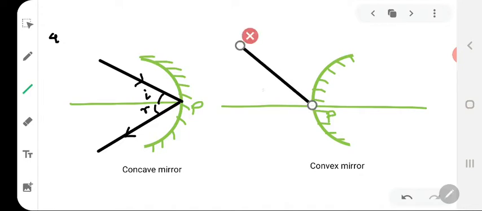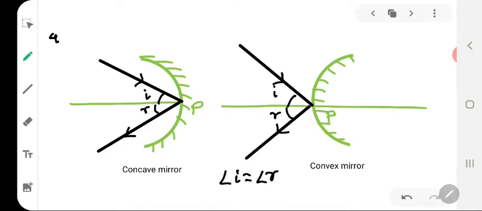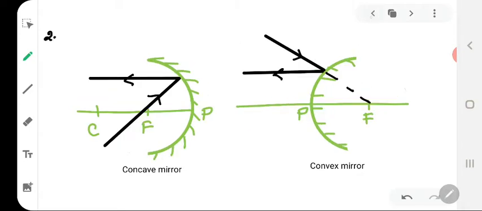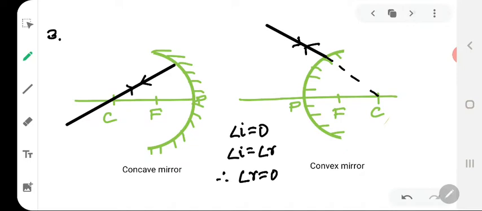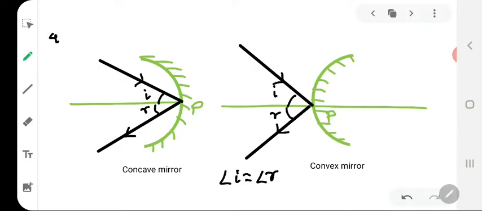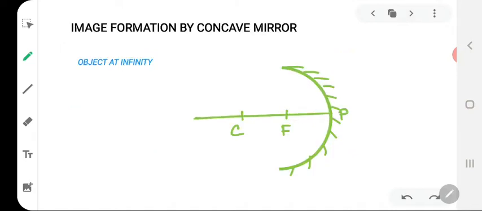So any ray of light which is incident obliquely to the principal axis at the pole would get reflected such that angle of incidence is equal to angle of reflection. So these are the four special rays. So the first one, second one, the third one, and the fourth one. As I told you, out of these four we shall consider any two as per our convenience. So now we will study the formation of image by a concave mirror.